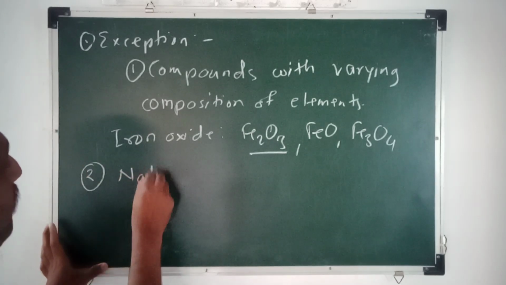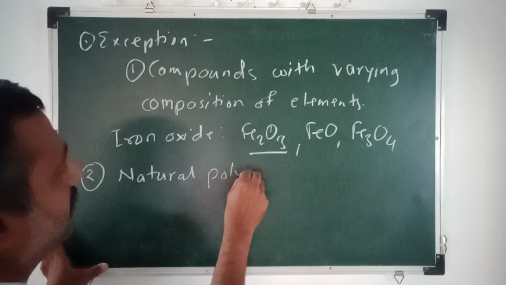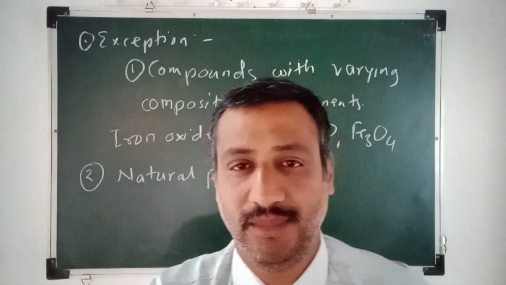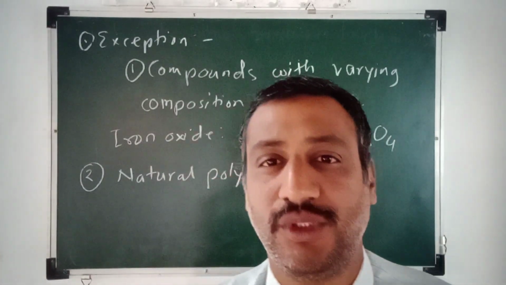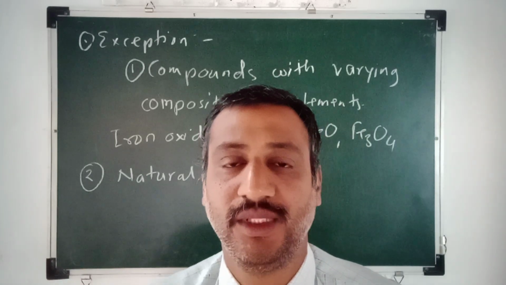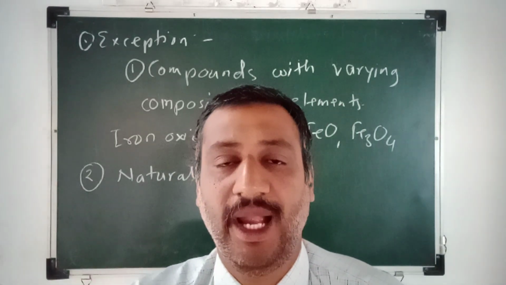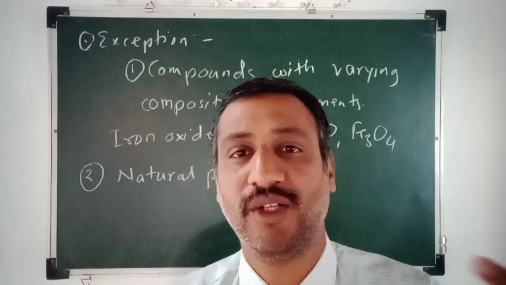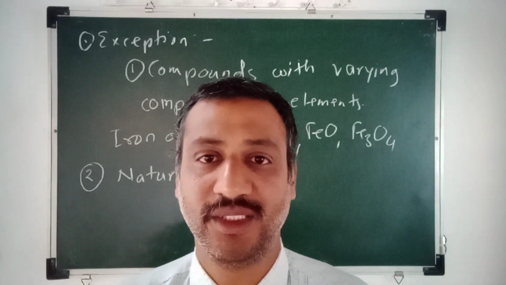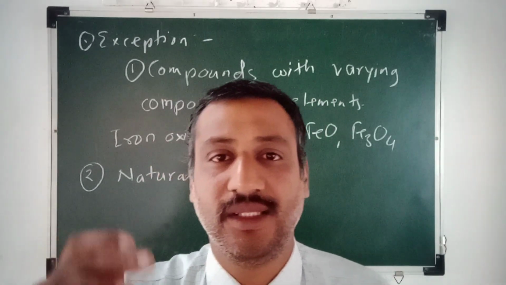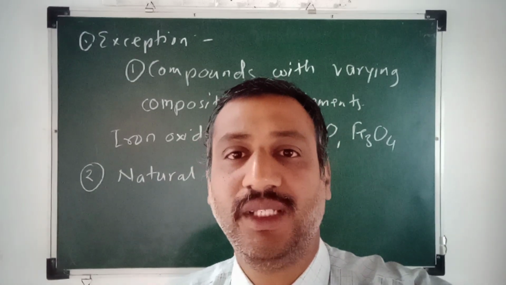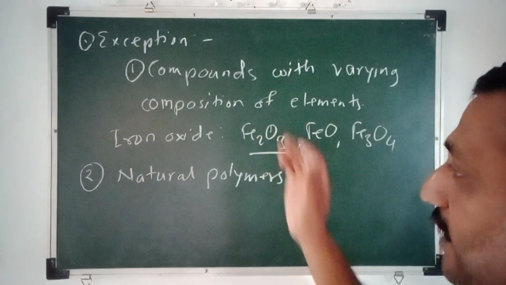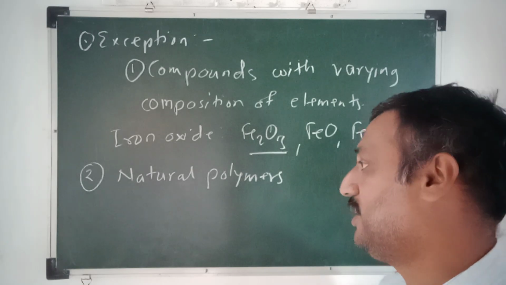Another example is natural polymers. For natural polymers, we can't apply the law of constant composition. For example cotton, silk, jute. We can't apply it because they are polymeric, and the units may be a little shorter or a little longer. One molecule may consist of 5,000 subunits, another may consist of 6,000 subunits. And sometimes some derivatives may also be there. Because of that length variation, we can't apply the law of constant composition for natural polymers.